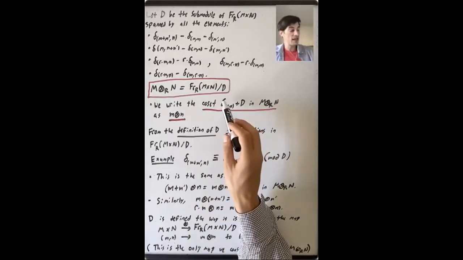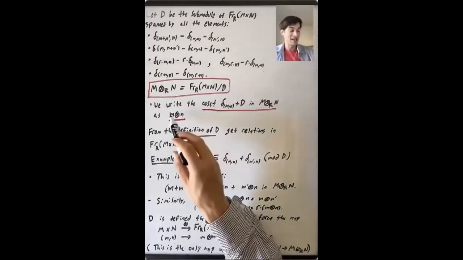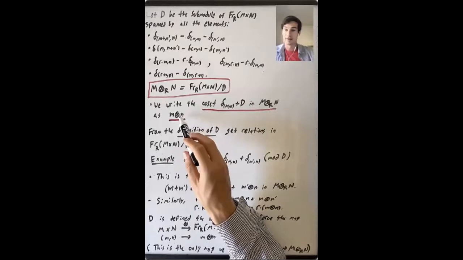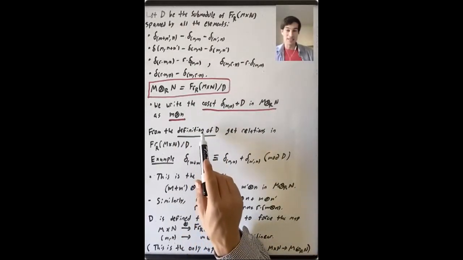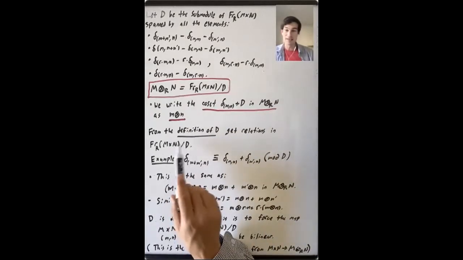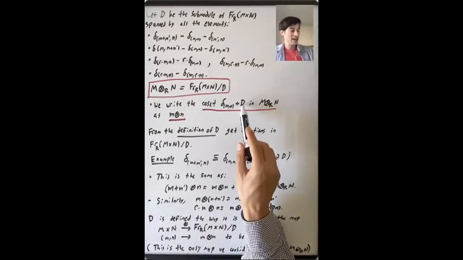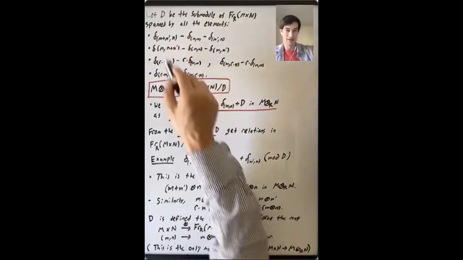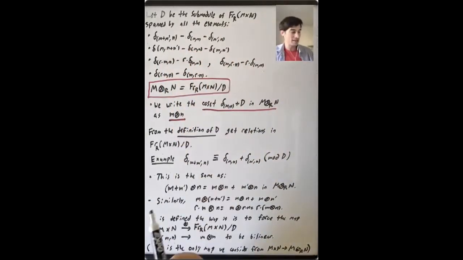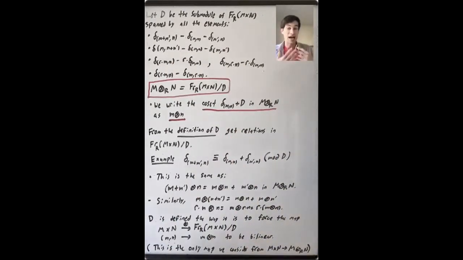So we're going to write the coset δ(m,n) + D in this tensor product as m ⊗ n. Now, from the definition of D, we get a bunch of relations in this quotient. What does that mean? Well, which things are in D itself: things that are in the span of these elements. So when are two things in the same coset of D? When their difference actually lies in D.